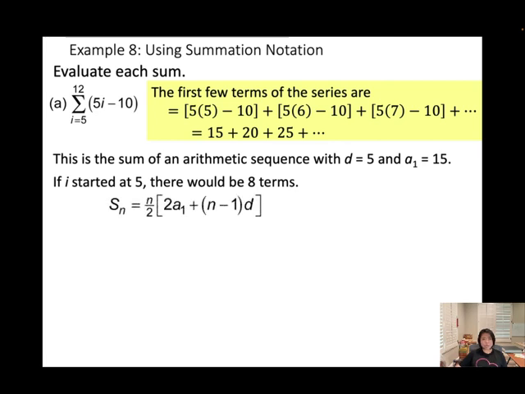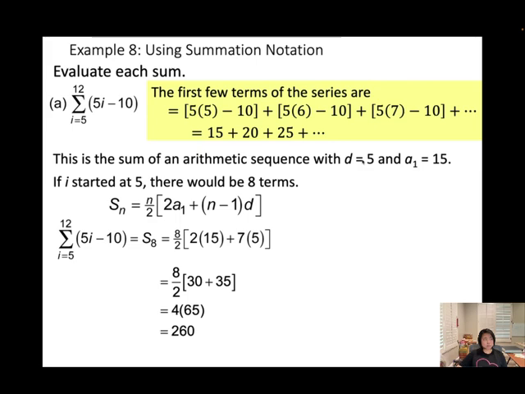So we could use the partial sum formula. Okay, 8 terms. So S of 8 equal to 8 over 2, and then 2 times the first term, which is going to be 15, and minus 1 times the D. D will be 5 here. So plug it in. Simplify it, you're going to get 260.